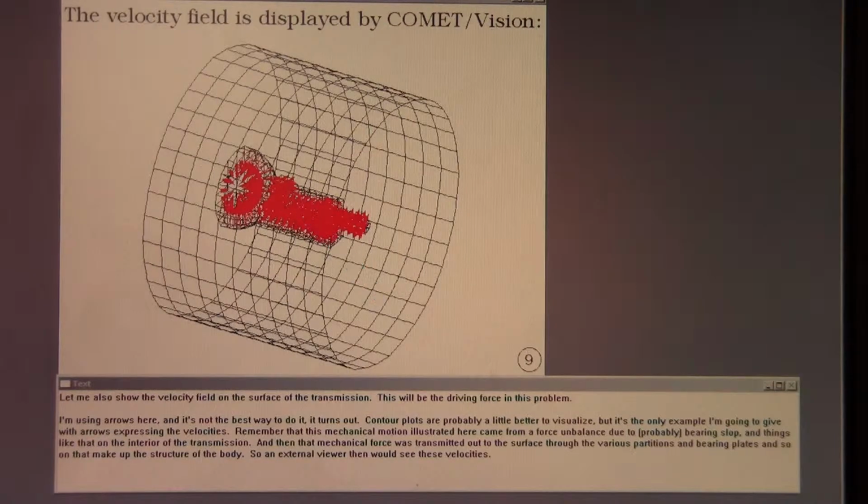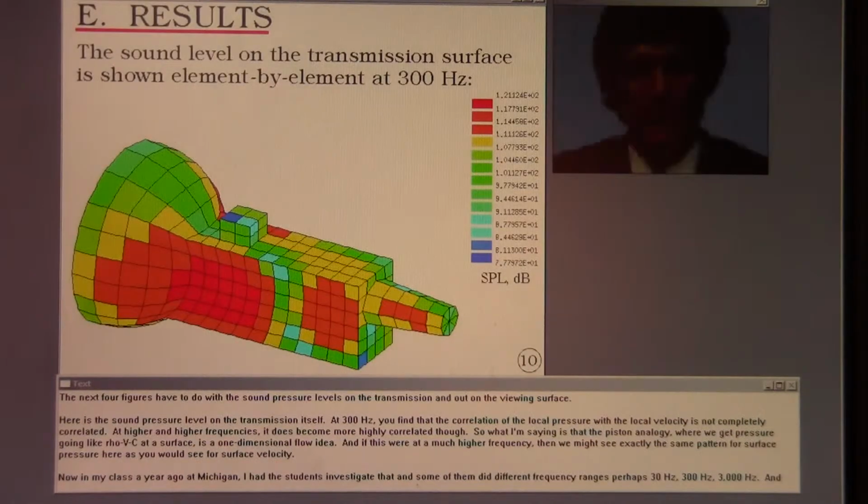expressing the velocities. Remember that this mechanical motion illustrated here came from a force imbalance due to probably bearing slop and things like that on the interior of the transmission, and then that mechanical force was transmitted out to the surface through the various partitions and bearing plates and so on that make up the structure of the body. So an external viewer then would see these velocities.